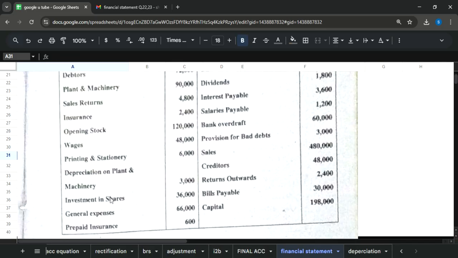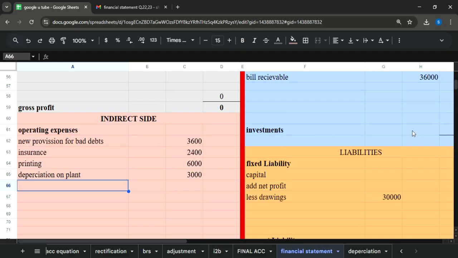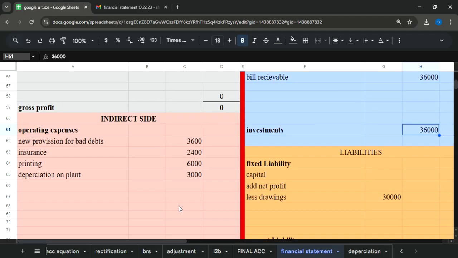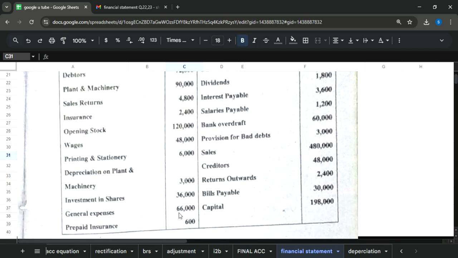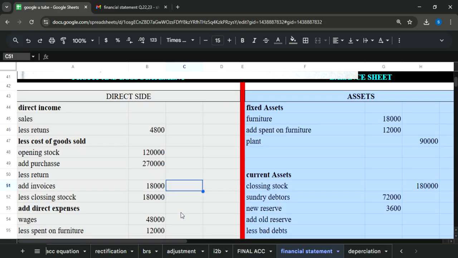After depreciation, we have investment 36,000, for which the place is already present. 36,000 of investment. Then we have general expenses, part of operating expenses. General expenses would be written in operating expenses. The amount is 66,000. So you are going to write 66,000 over here.